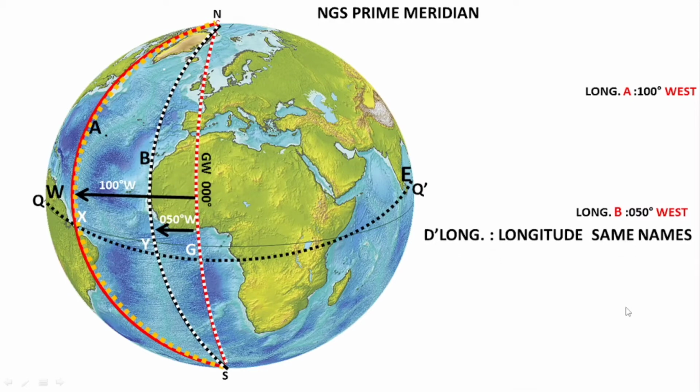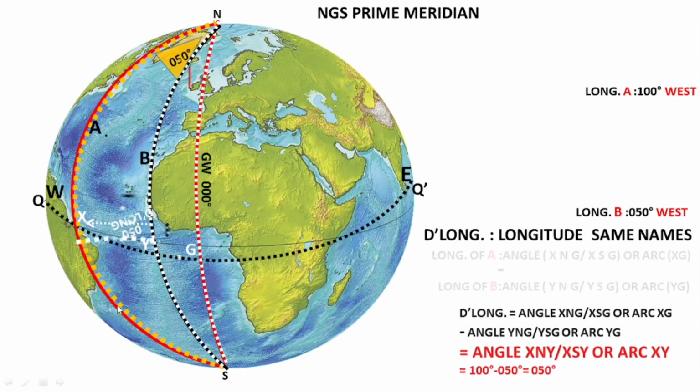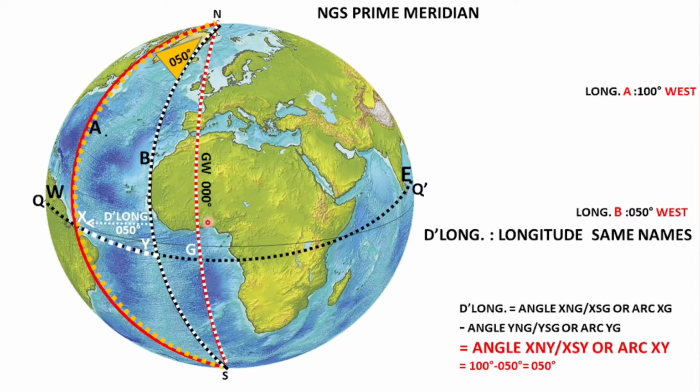Difference in longitudes, same names of longitudes, is longitude of A, which I've shown you the arc here and the angle here, minus the longitude of B. So longitude of A minus longitude of B, that is the D-long between A and B. And one is 100, one is 50. So D-long is 50 degrees. 50 degrees of arc or 50 degrees of angle at the poles.